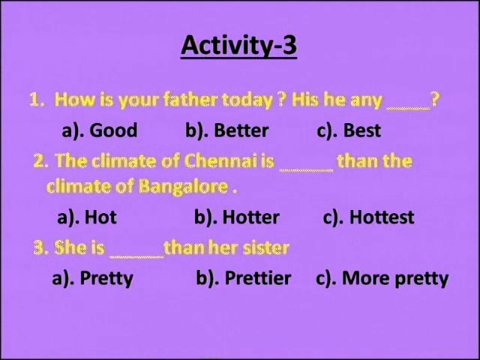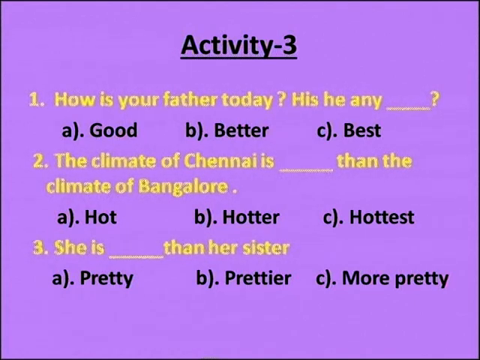Now activity 3. How is your father today? Is he any dash? What should we write, friends? Yes, we should write the comparative form. What is the comparative form there? Yes, better. How is your father today? Is he any better? Now, second one. The climate of Chennai is dash than the climate of Bangalore. What should we write in the dash, friends? Yes, we should write comparative form. Why we should write comparative form? Yes, than is there. That's why we should write comparative form. The climate of Chennai is hotter than the climate of Bangalore.